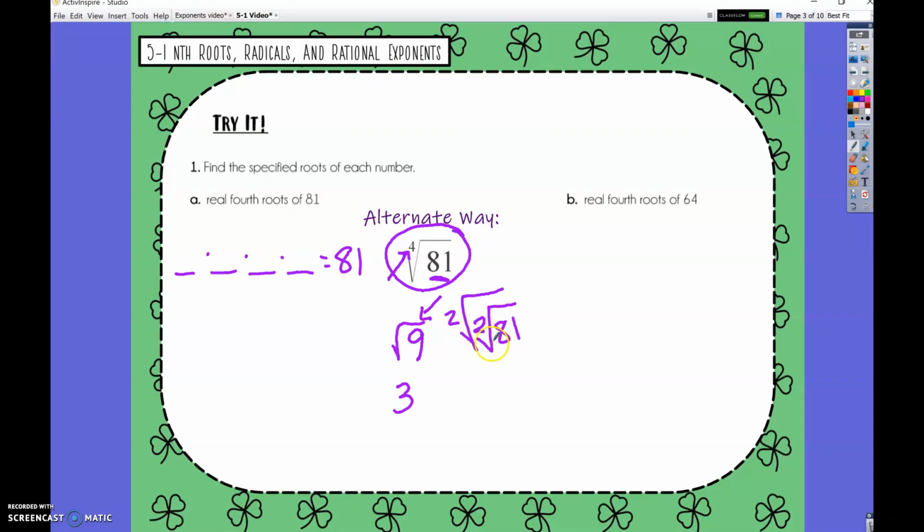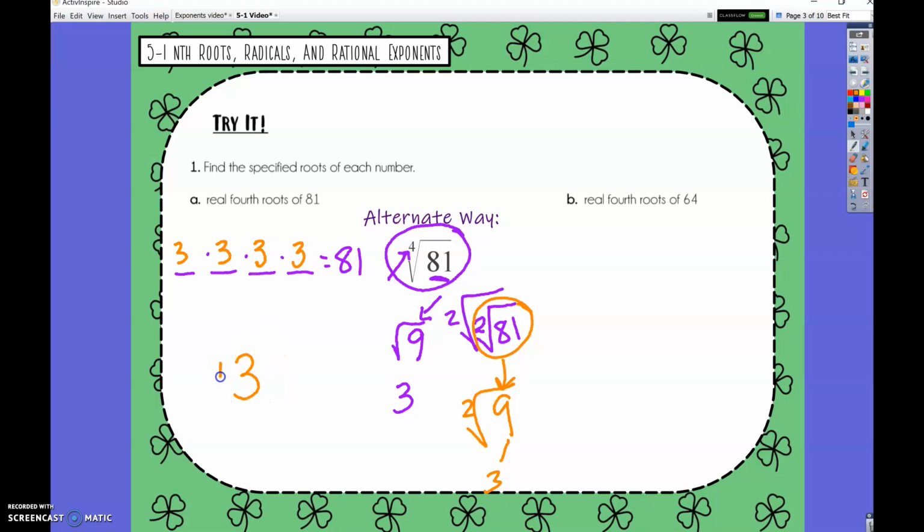If you can take the square root of 81, you're getting 2 of those roots out, and then you take a square root again. So the square root of 81 would become 9. And then I'd have that square root left from out there, so the square root of 9 would become 3. And if we tried that, 3 times 3 is 9, times 3 is 27, times 3 is 81. So our answer for this is 3.